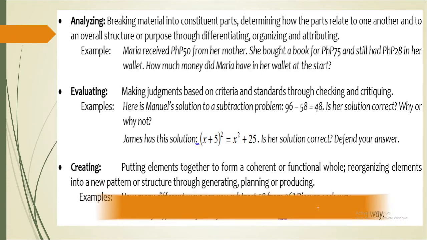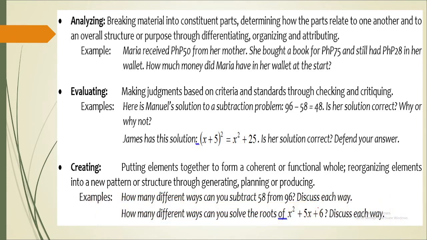Okay? Next, creating. This is now putting elements together to form a coherent or functional whole. Reorganizing elements into a new pattern or structure through generating, planning, or producing. Example, how many ways can you subtract 58 from 96? There are a lot of ways on how to go about subtraction. Your students might share something that you do not know, and you let them discuss each.